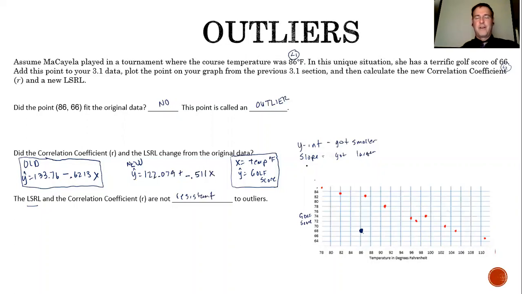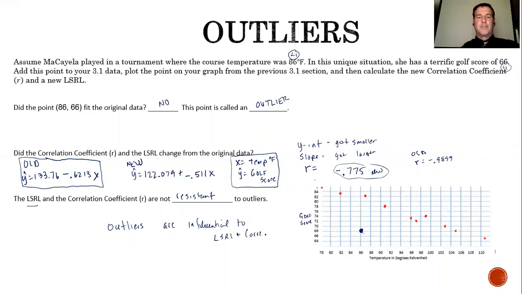Further, if you look at your R for this, it was still negative, 0.775. That's much different from your old R. This is new. Our old was what? Almost perfect. Something like that. So yeah, this adjusted as well. Your outliers will influence. I'll say there: outliers are influential to both your least squares regression line and your correlation coefficient.